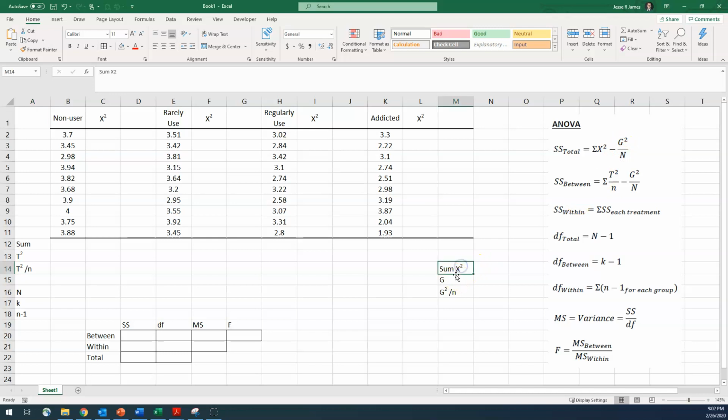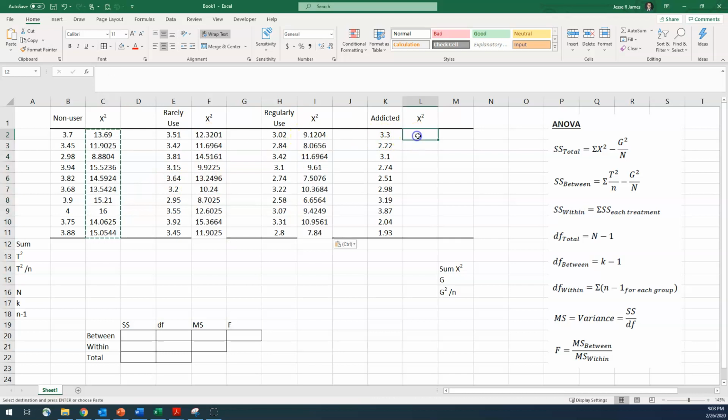So I've got here just a note that we need to compute the sum of x squared. That's right here. And what that means is squaring each x and then summing them up. So the first thing we need to do is multiply each of those times itself. So this is 3.7 squared. And if I just do that for every one of these scores, and I do it for each of the scores across all the conditions, then we end up with all of the x squareds there.